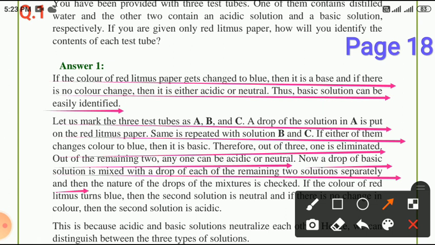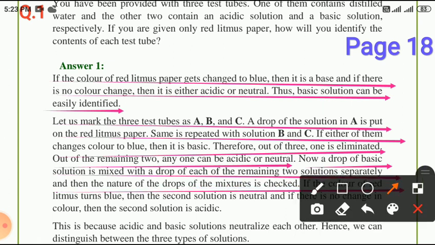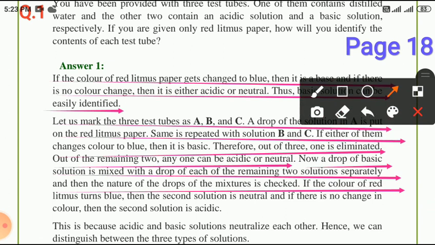If the color of red litmus paper turns blue, then the second solution is neutral, because when the neutral and base mix, they will make a basic solution. And if there is no change in the color, then the second solution is acidic, because acid and base mix and make a neutral solution, and it will not change the color of litmus paper. This is because acidic and basic solution neutralize each other. Hence we can distinguish between the 3 types of solutions.